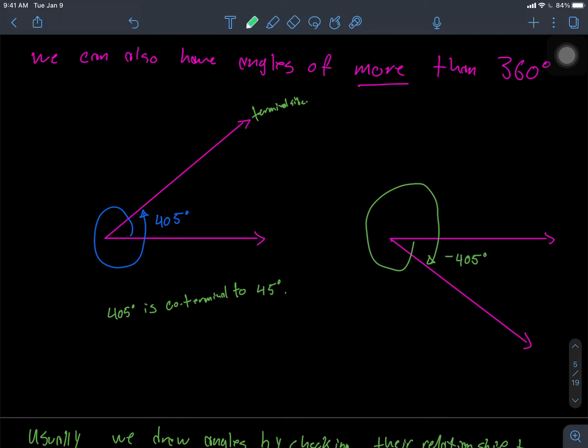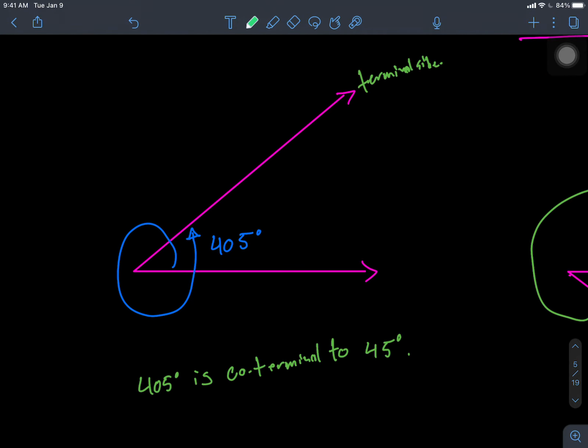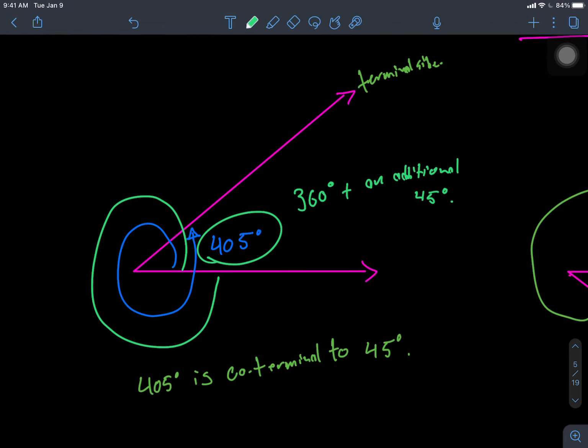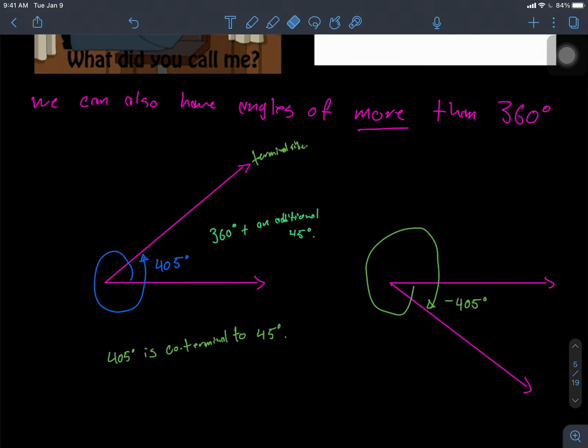And the only thing we have to consider is that if our angle is 405 degrees, we just go 360 degrees plus an additional 45 degrees. We go 45 degrees past 360 degrees. So we go 360, we start in the middle and we get all the way around to where we started before. And then we just go 45 more to get to where we want to be. So that's how angles of more than 360 degrees work.